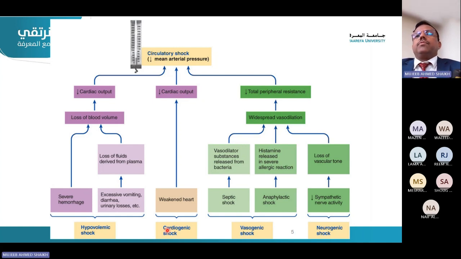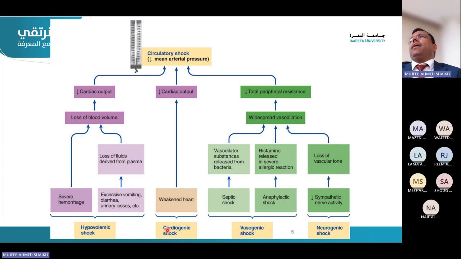So two types we have seen, hypovolemia and cardiogenic. The main feature, as we are saying in all the types of shock, is that mean arterial pressure will be very low, and also there will be tissue hypoxia. These are the two main features. So if you want to diagnose a person who is having shock, just check the arterial O2 concentration, plus check the blood pressure. Blood pressure will be very low.